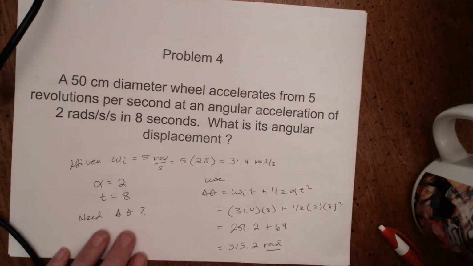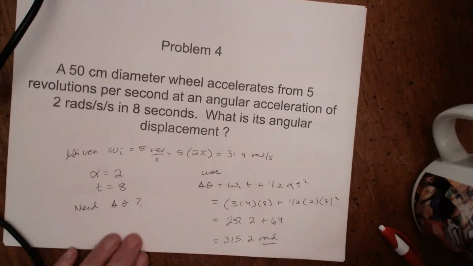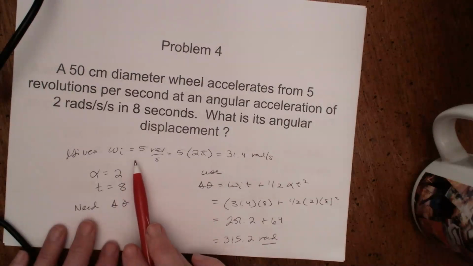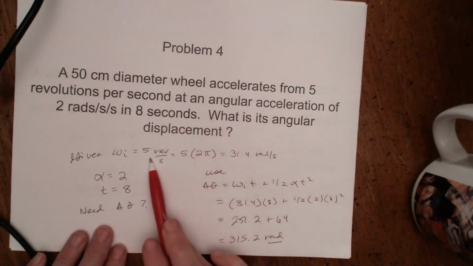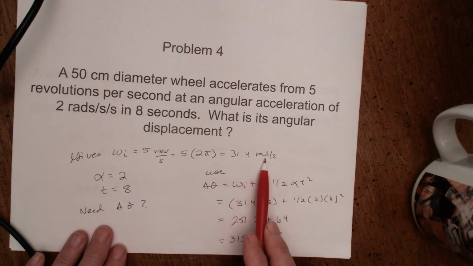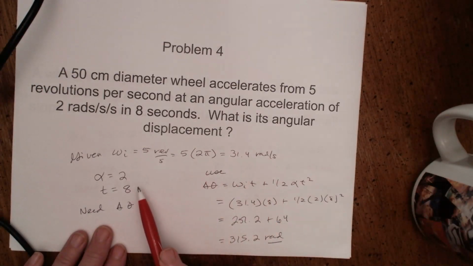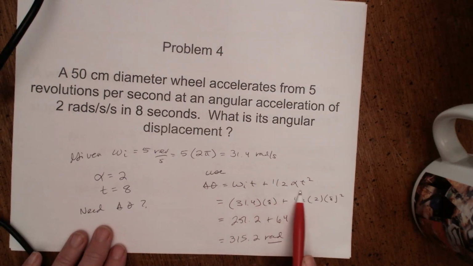Okay, another wheel. Let's see. So this one I changed up the last one just a little bit to use a different equation. So same wheel accelerates from 5 revolutions per second. We already had figured out that that was 31.4 radians per second. We're given its angular acceleration and time, and we want displacement. So I'm going to use this equation.